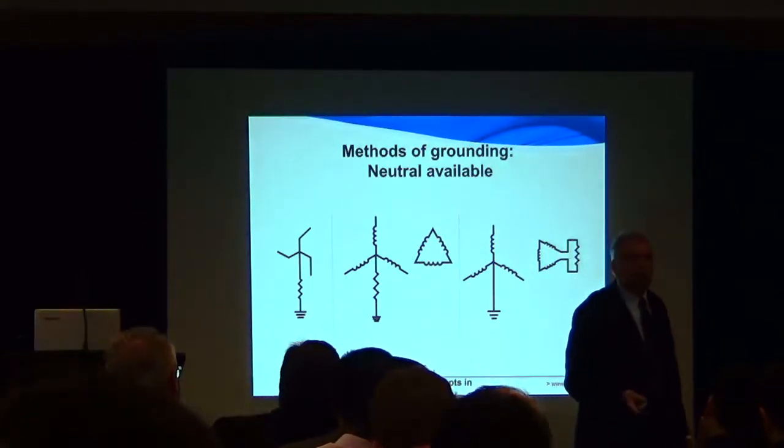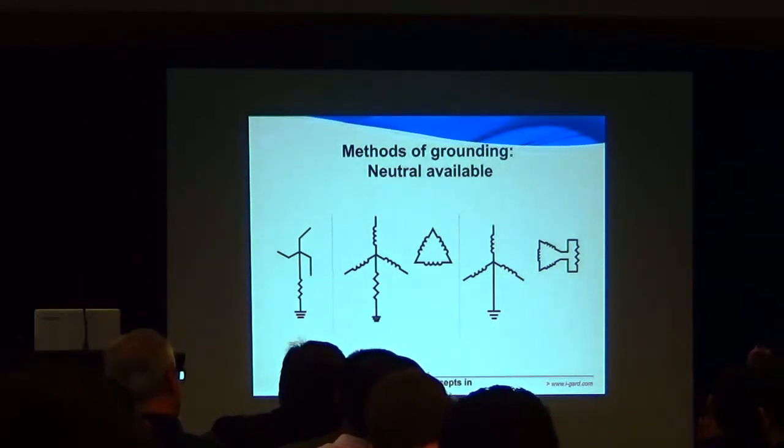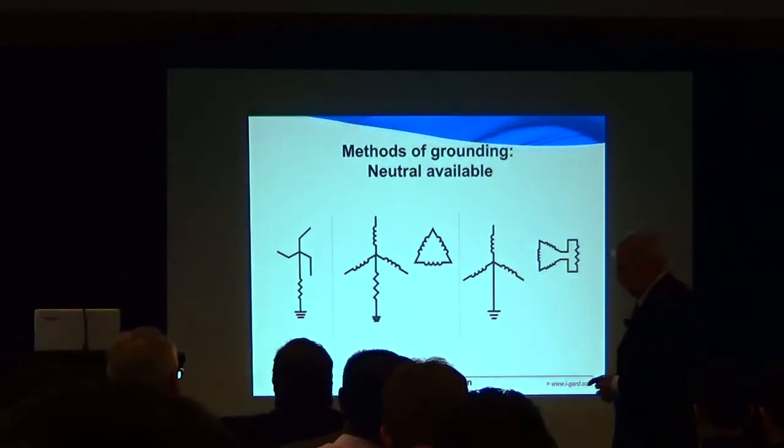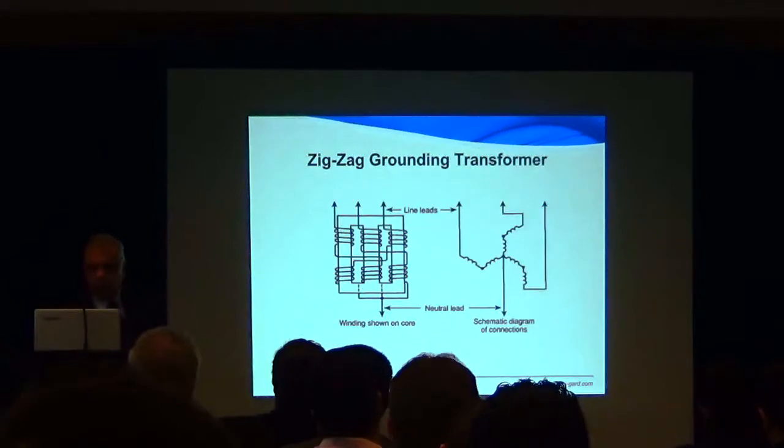So i-Gard partners with a supplier of transformers. They don't make their own transformers. So they buy the transformer and the resistor and then put the package together and give you enclosed equipment. So those are the options for grounding. So let's keep going forward here.